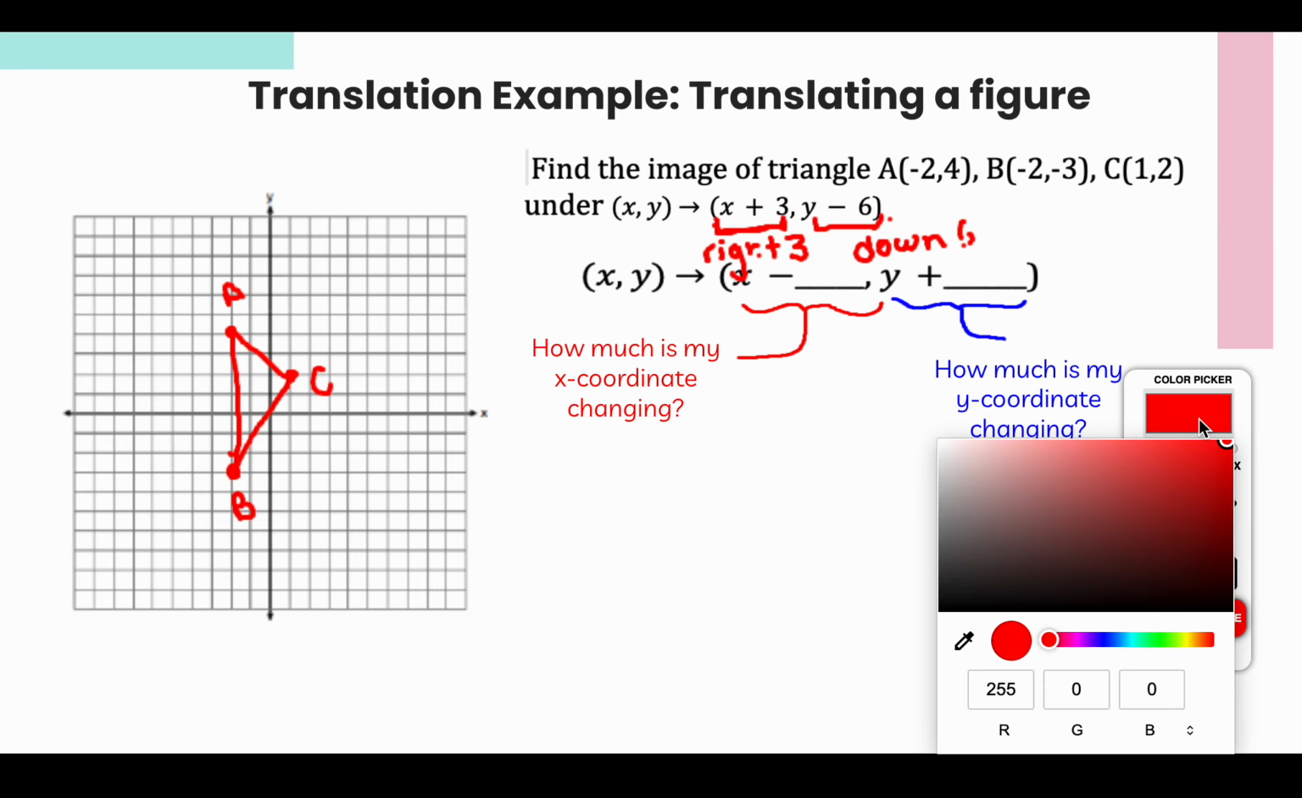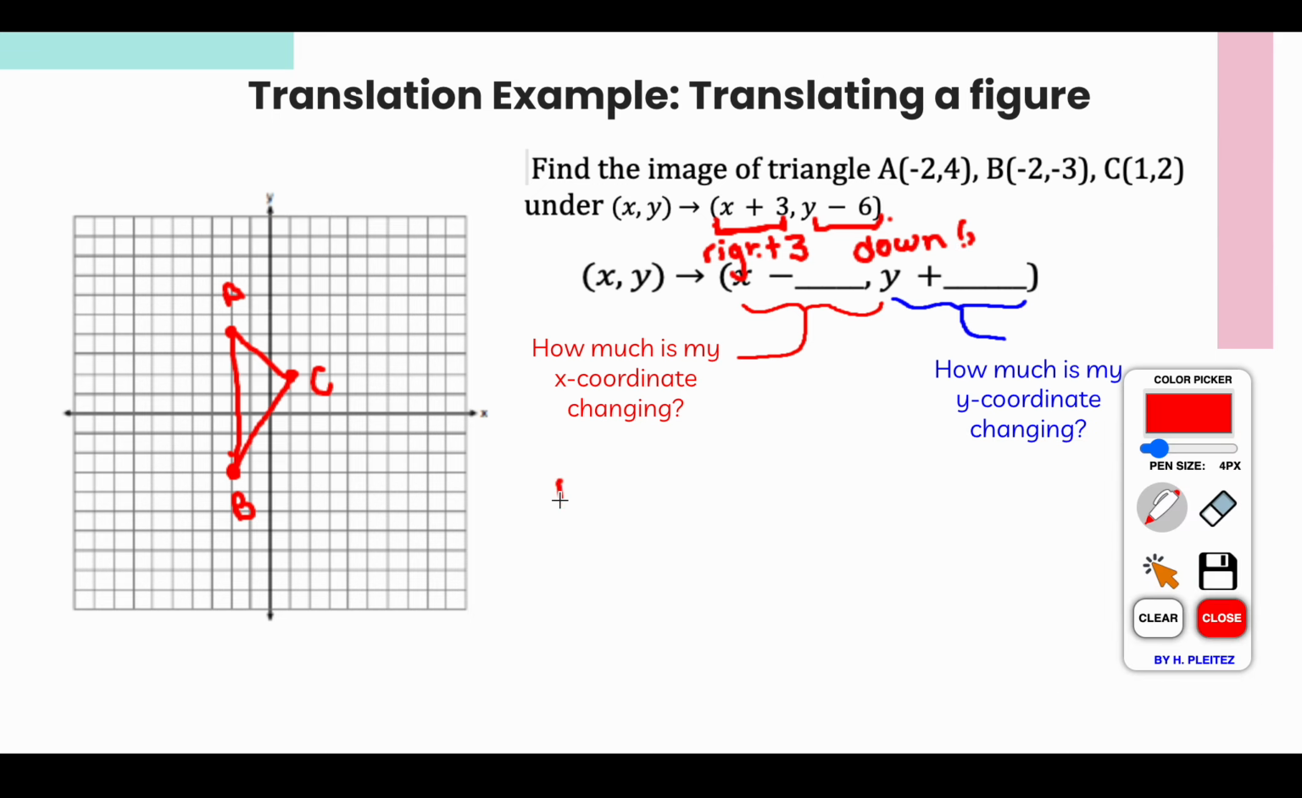So again, you can do this graphically or non-graphically. I'm going to do it non-graphically because sometimes that could take a lot of time. So I'm going to list out our points. A is (-2, 4), B is (-2, -3), and C is (1, 2). So what we are going to do to each of these is, again, add 3 to our x-coordinates and subtract 6 from our y-coordinates.